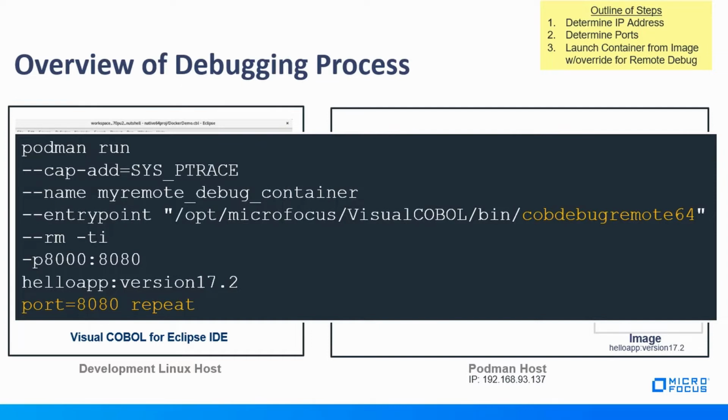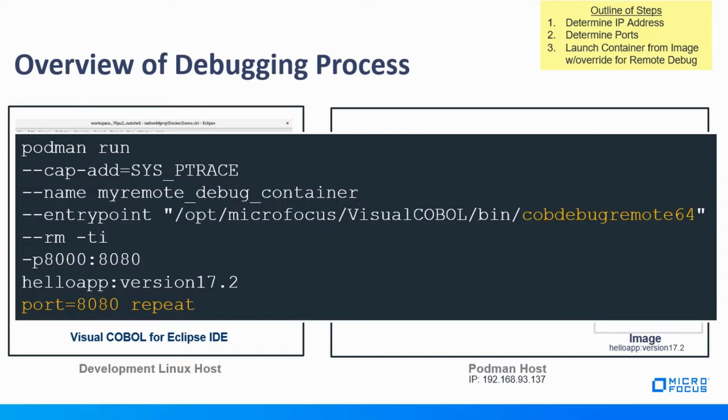The -P option specifies the ports that will be exposed to allow communication from outside the container. The first port specified is the port for the Podman host, followed by the port that will be used for the container. The next line tells Podman the name of the image to be launched.